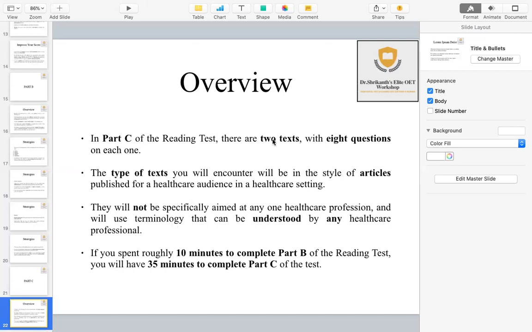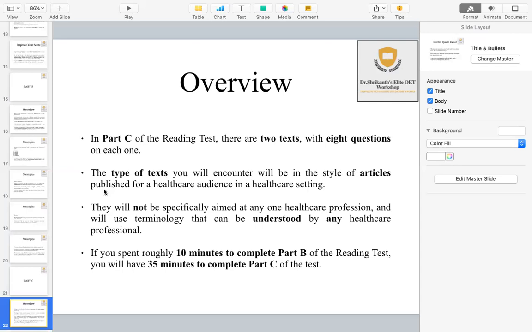In part C, you can expect two different texts and each text will have 8 questions under it. Earlier in part B, you have one text and one question, and each text in part B is very short, very concise, but in this part C, it is exactly the opposite. You have very long texts compared to part B, and you have 8 questions under each text. So that's one thing you have to understand.